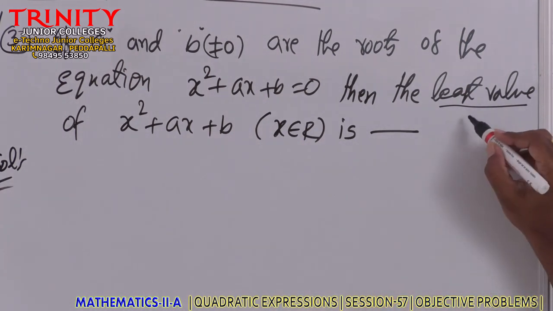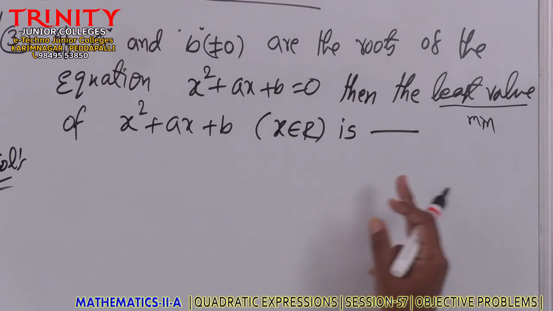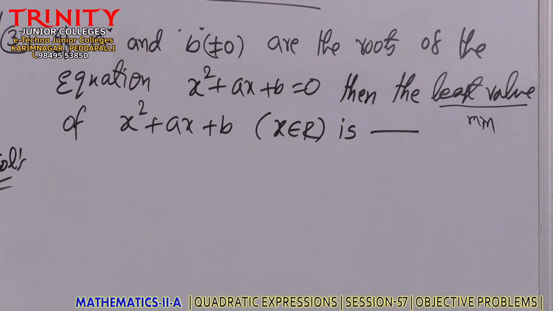Least value is nothing but the minimum value of the quadratic expression. Already we have discussed the concept of minimum and maximum. What are the minimum and maximum values of the quadratic expression ax square plus bx plus c? It depends on the coefficient of x square, a. If a is greater than 0, then the function has the minimum value. If a is less than 0, then the function has the maximum value at x equal to minus b by 2a, and the value of maximum or minimum is (4ac minus b square) by 4a.